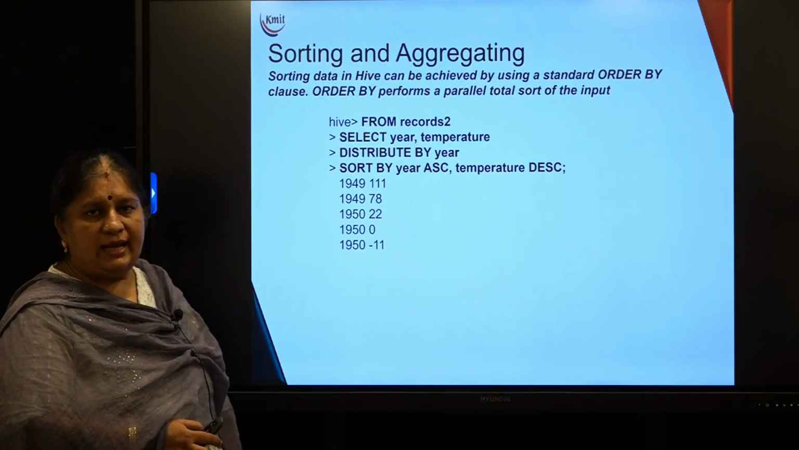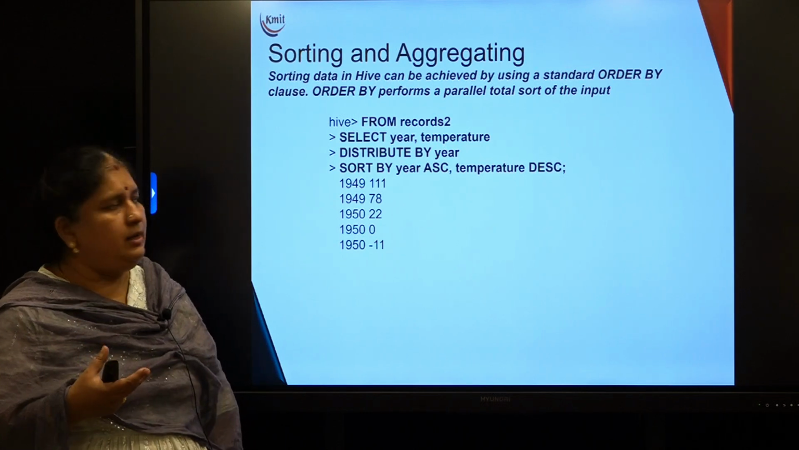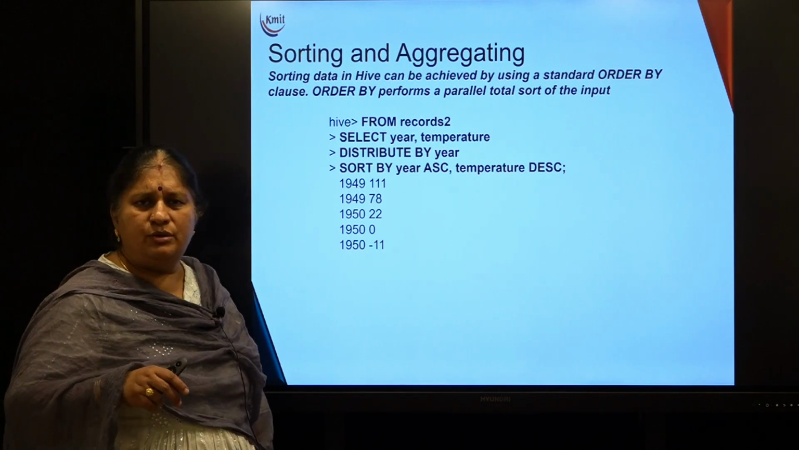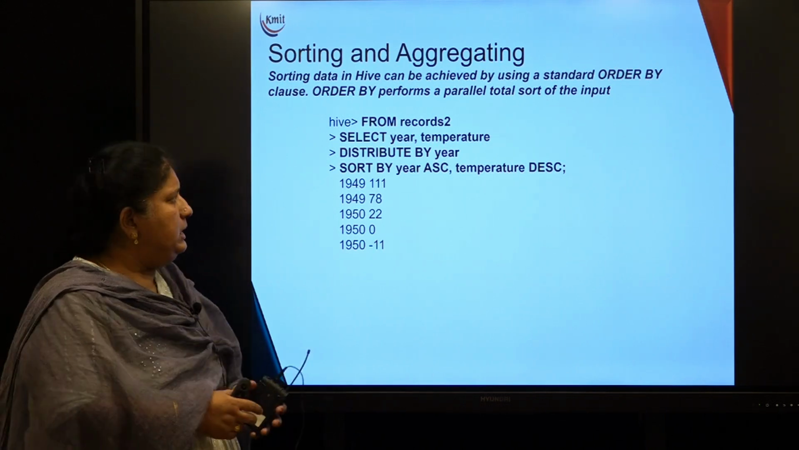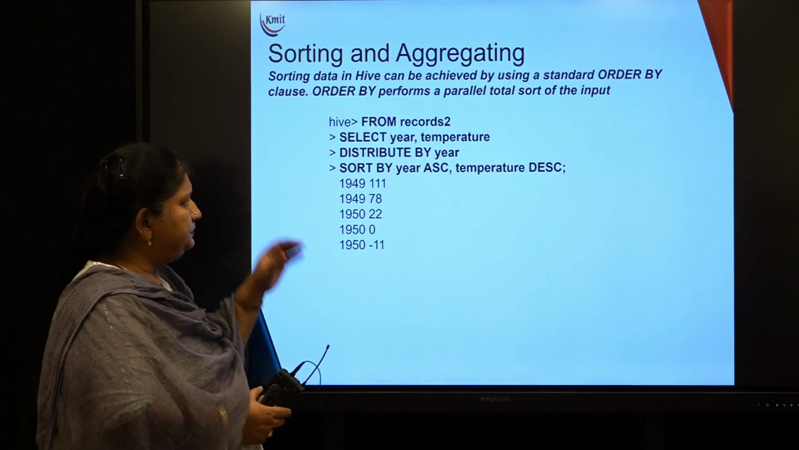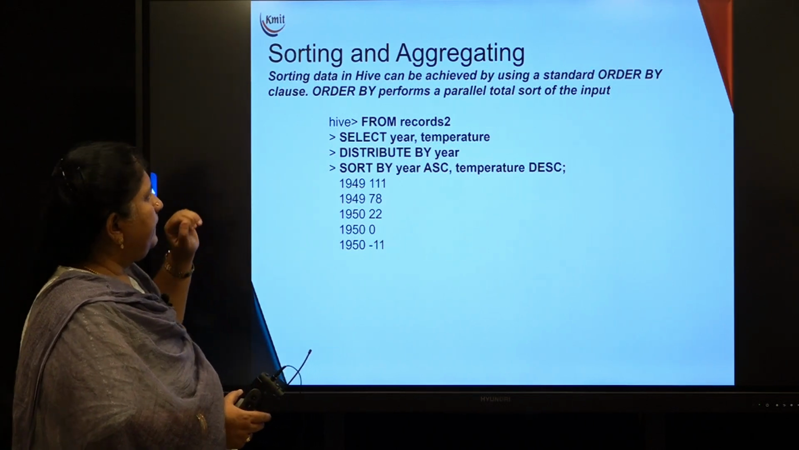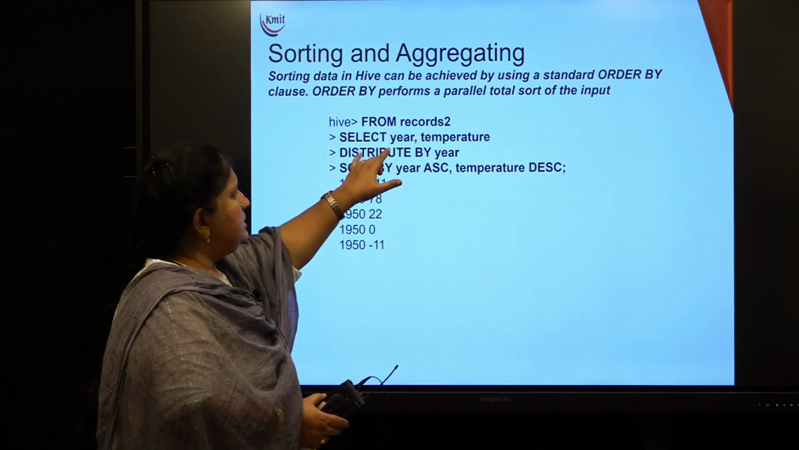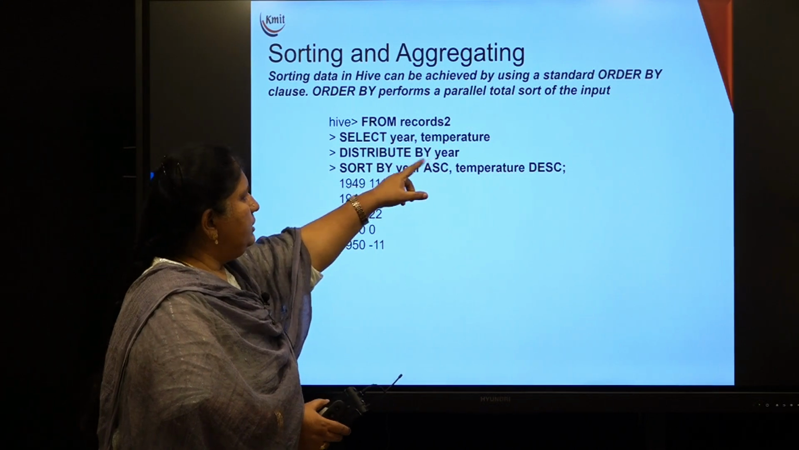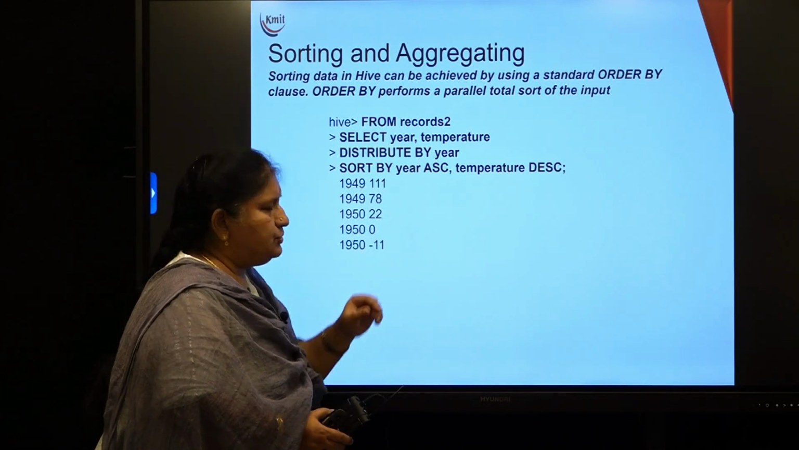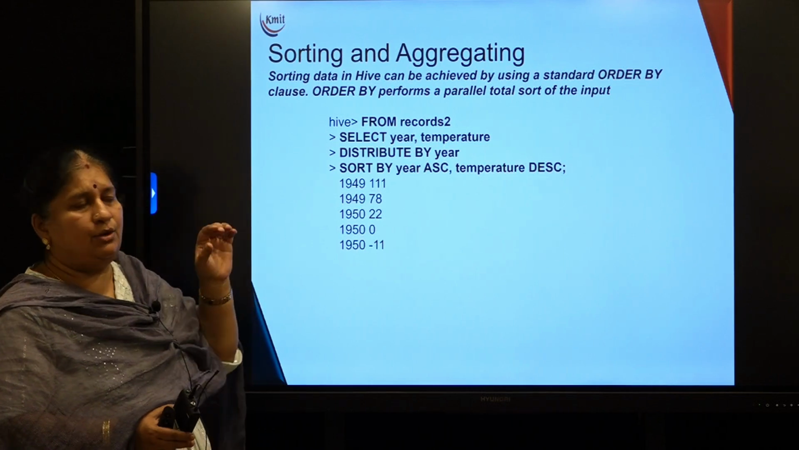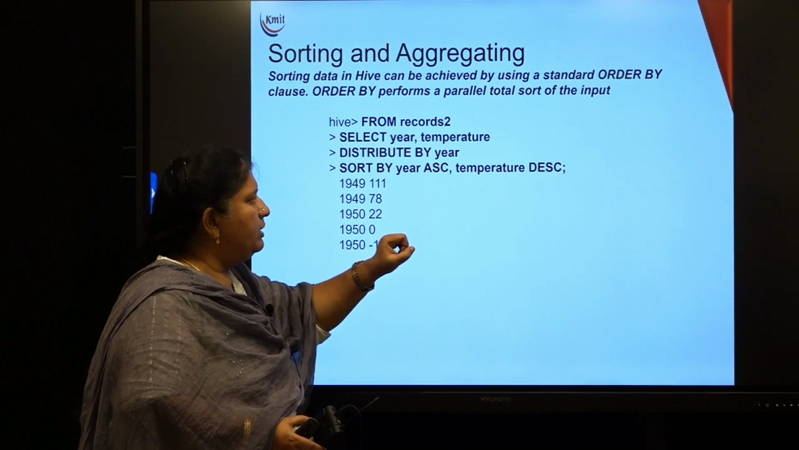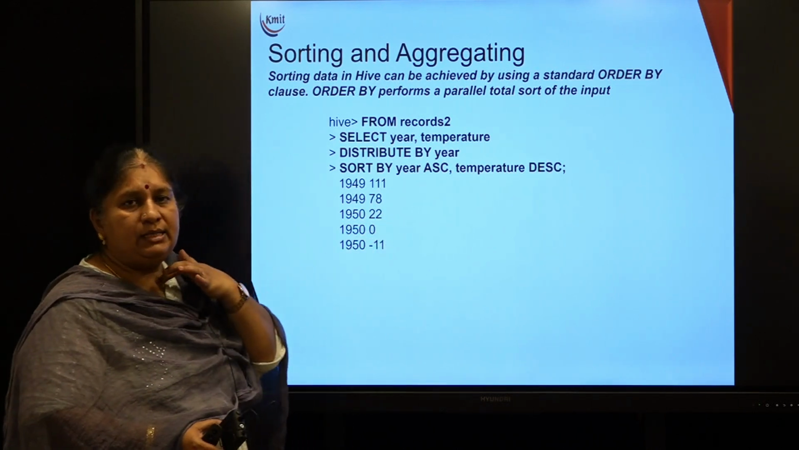Then sorting and aggregating. I want to sort my data, and I can also use aggregate functions like the max function, count function; various functions can be used. In this example, I am trying to show the sorting option. From records, this is the table, select year, temperature, distribute by year. So the data should be segregated based on year value. Sort by year should be in ascending order, and temperature value should be in descending order.